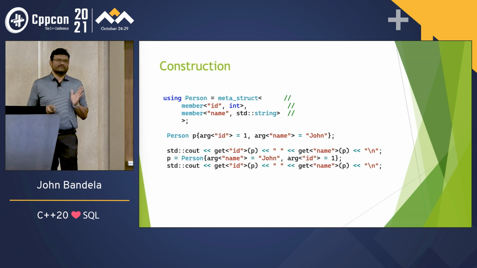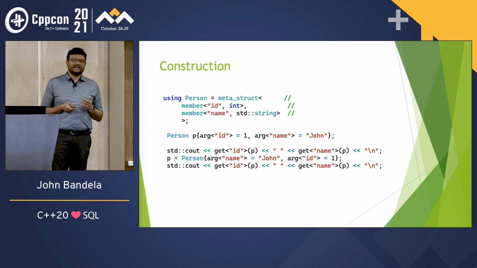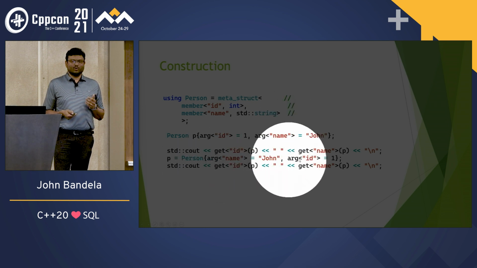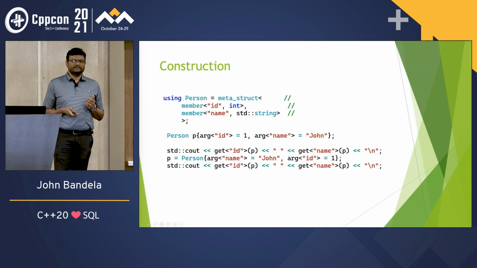And this is just a brief overview of the talk I did yesterday. There's a couple of slides from it. We can also construct it. We can pass in these named arguments to it, ID and name, and down here the order doesn't matter. You can reverse them.